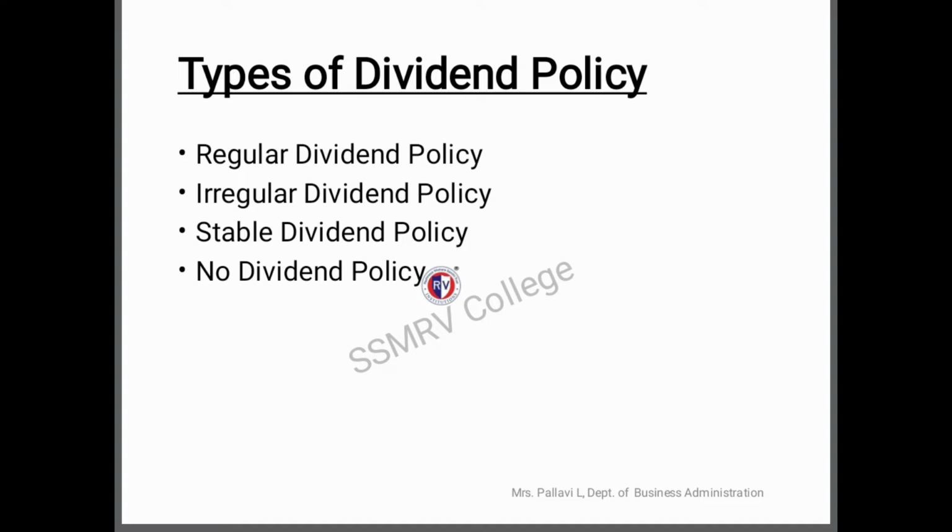In those cases, the companies follow irregular dividend policy. They pay to the shareholders, but it will not be on a regular basis. So the next policy is stable dividend policy. Stability means consistency. You all know that, right? So this is a policy where the company pays a certain amount of dividend every year consistently, whether more or less, some amount they are committed to pay to the shareholders.